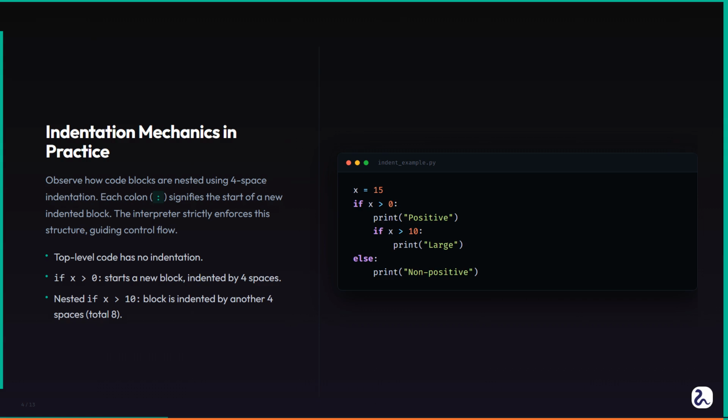Then, if x > 10: is indented another 4 spaces, making it nested inside the first if. Its print statement, print("large"), is indented a total of 8 spaces. Finally, the else: statement aligns with the first if, indicating it is an alternative to that initial condition. Its print("non-positive") is again indented 4 spaces. When you run this code with x set to 15, you get exactly this on screen: positive, and then large.